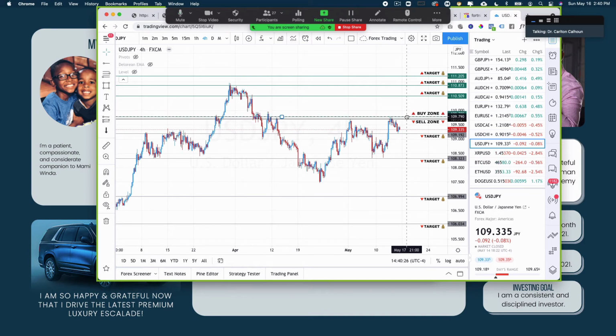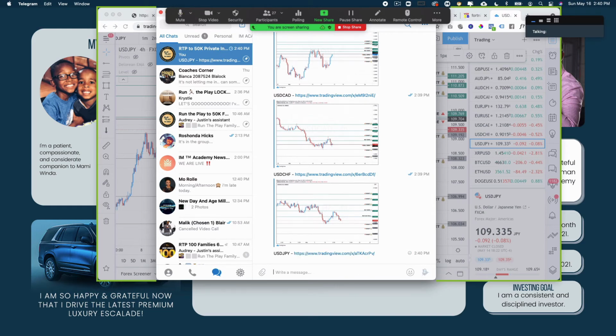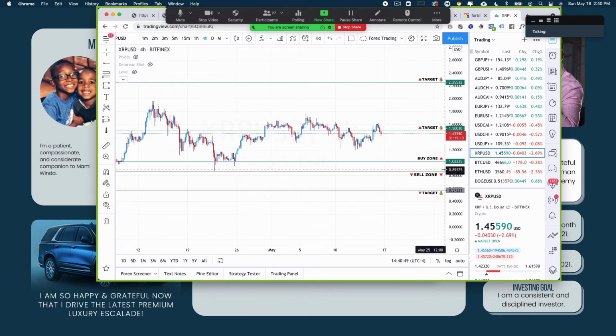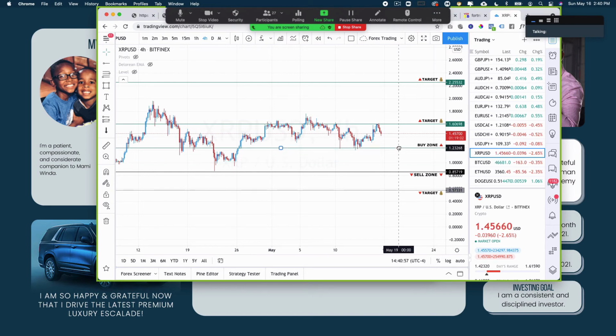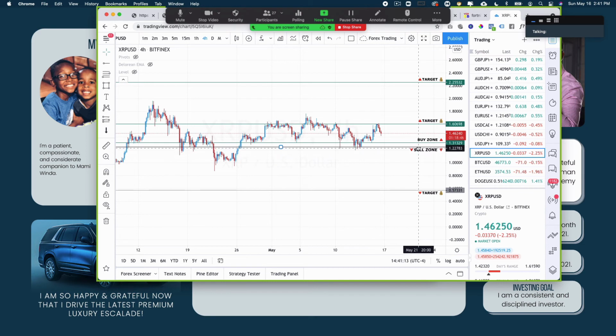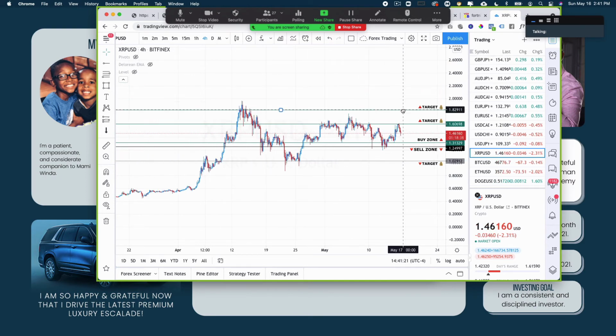Sales on this here. Buys on this here. So price will come up into these areas and then continue to drop. All right, Ripple. Actually, yeah. Target.